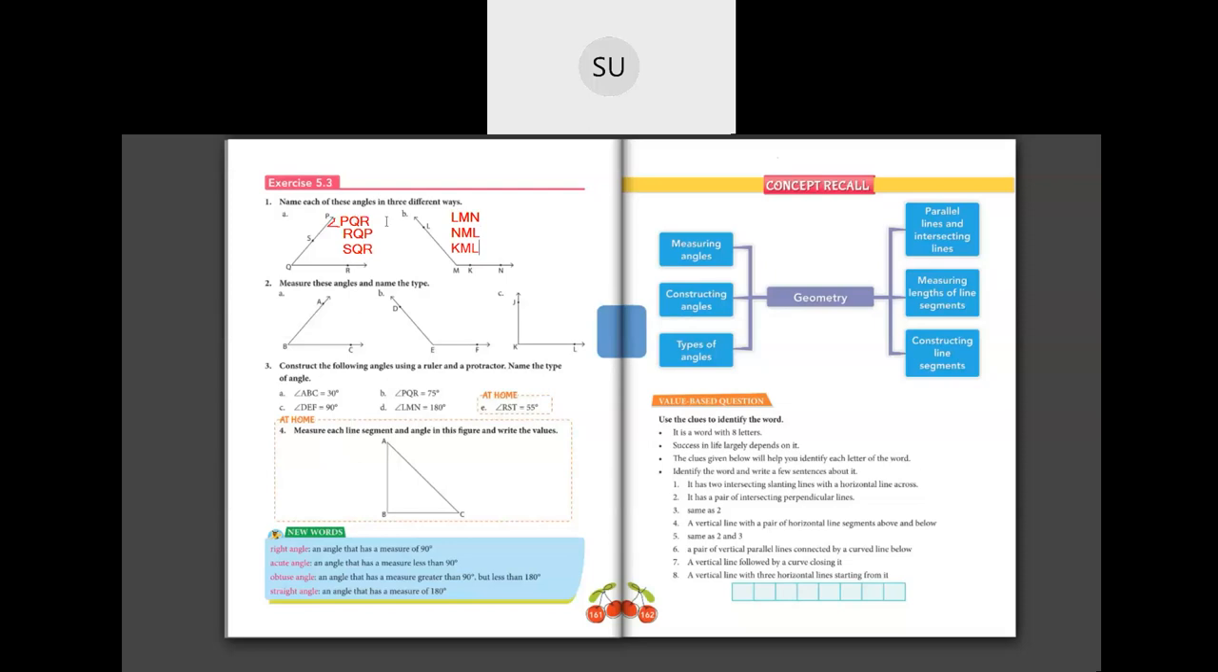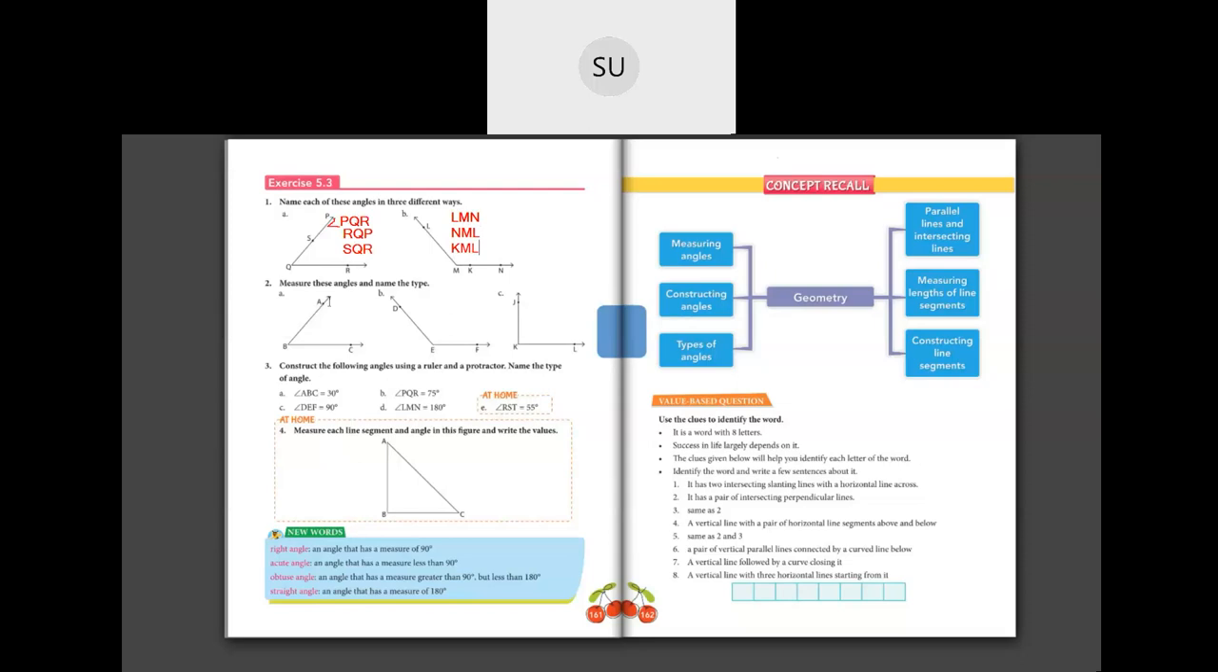So if you look at the first two questions now, in the first one the letter Q is always in the middle, and in the second one, letter M is always in the middle. That is because the angle formed here is at Q, so Q will come in between, and here if you read the names, you'll know that the angle is formed at M. So M will come in the middle. Okay. So this was question one.